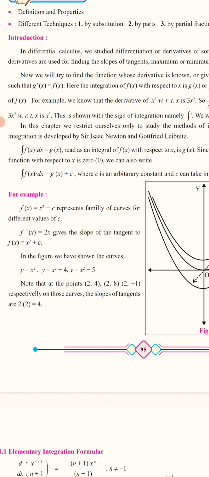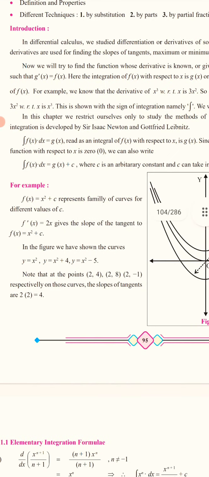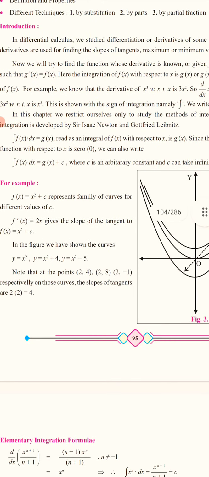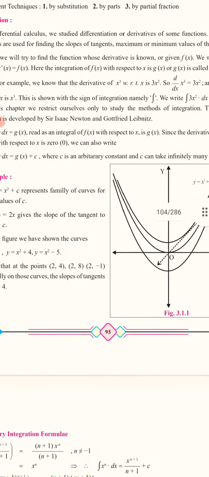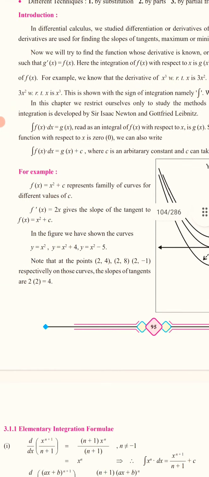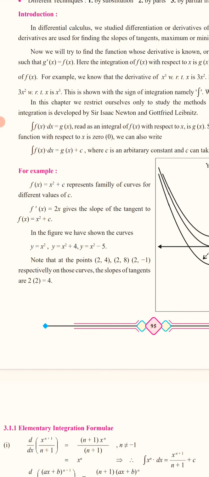In the figure we have shown the curves, that is y is equal to x square, y is equal to x square plus 4 and y is equal to x square minus 5. So we get the points 2, 4; 2, 8; and 2, minus 1 respectively on the curves. The slope of the tangent is 2 into 2, that is 4.